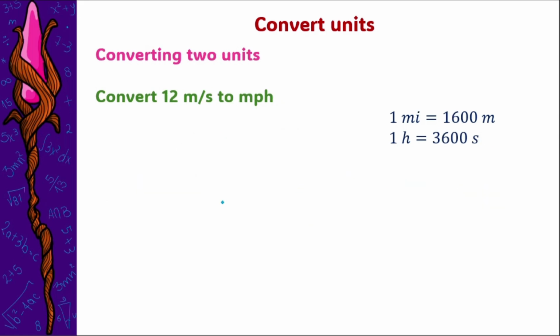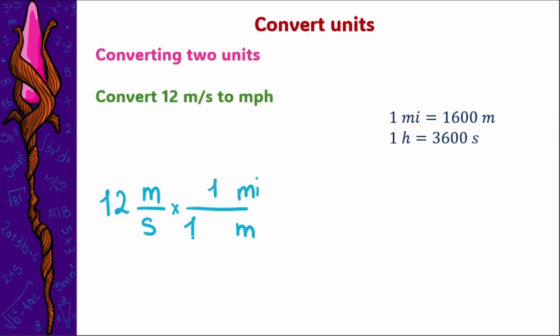Now let's check what happens if we have two units in the same measure. For example, this one, we need to convert 12 meters per second to miles per hour. So both distance and time are going to change units. And we have the equivalences here, miles to meters and hours to seconds. So let's do it. 12 meters per second multiplied. So one conversion factor is going to be to change the meters by miles. So meters at the bottom, miles at the top.